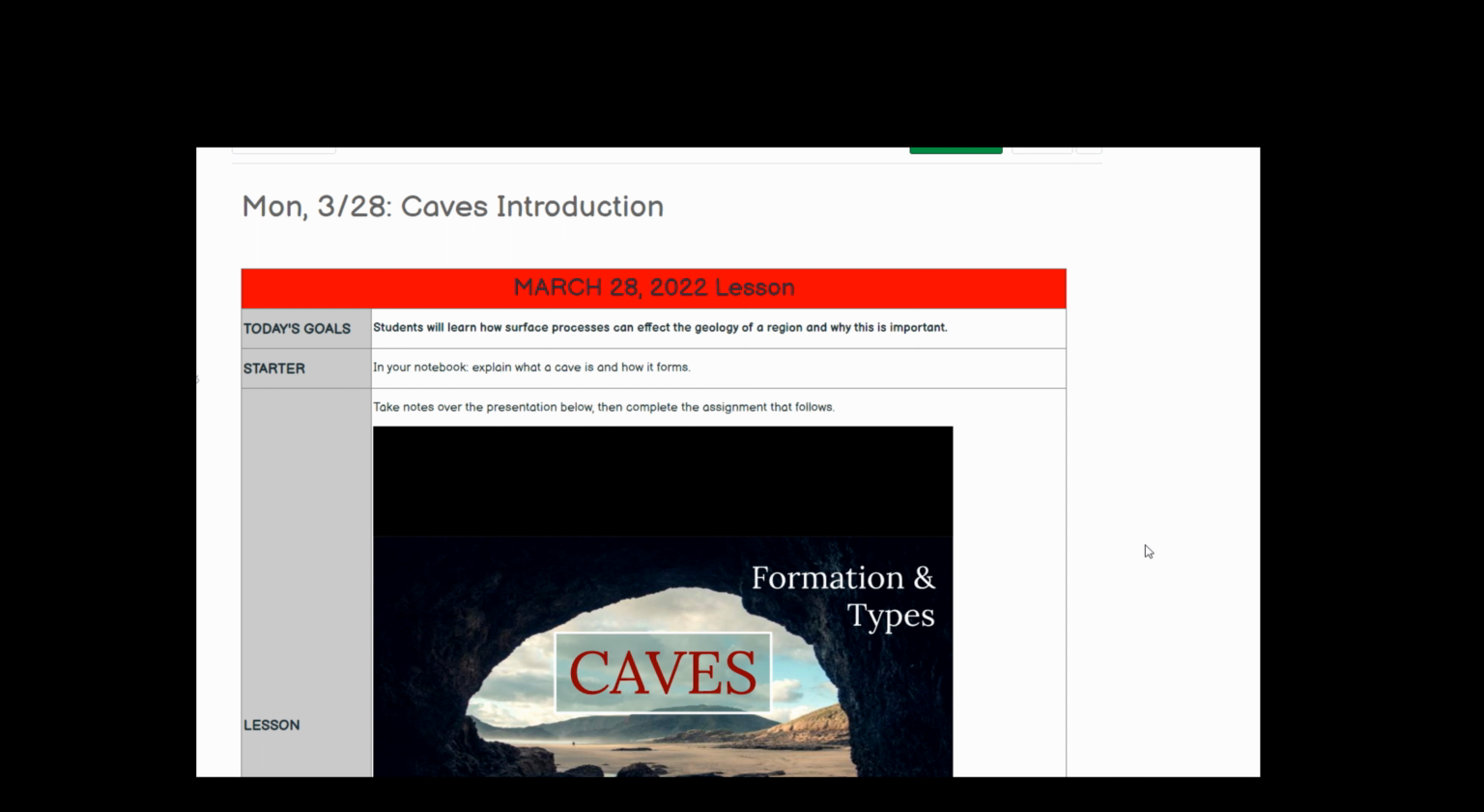You do have a bell work assignment. Your starter today is to explain what you think a cave is and how you think it forms. So access your prior knowledge to determine what you think a cave is, how it forms. Jot that down and then come back and rejoin us for the notes, and we will get started with the lesson.